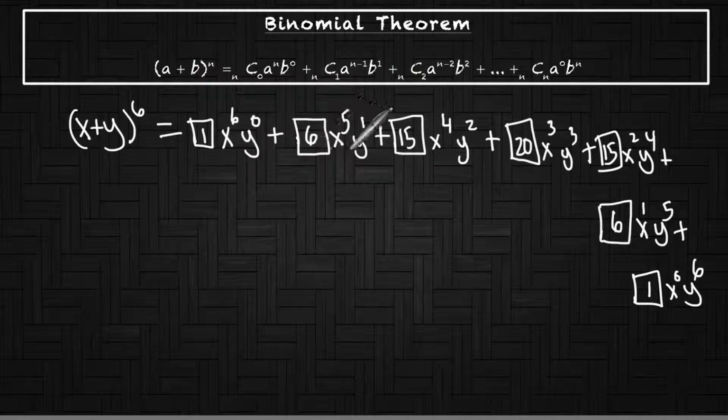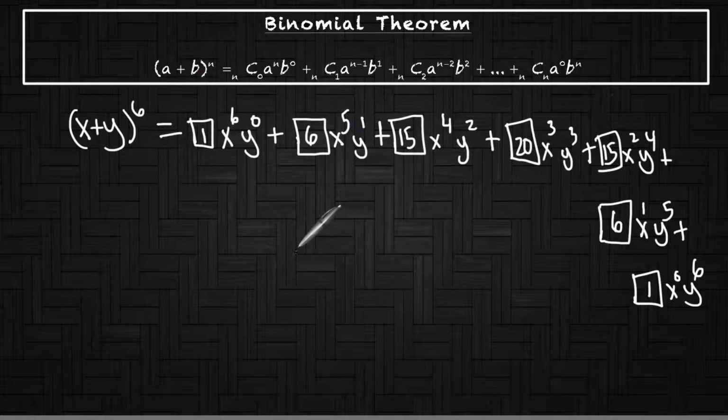The second box and the second to last box will always be whatever degree you're raising the binomial to. And the other boxes you will have to use your calculator for. However, after you do a few examples, you will memorize this: 1, 6, 15, 20, 15, 6, 1. So the next time you have a problem that you're going to raise to the 6th power, you will remember what goes in these boxes.